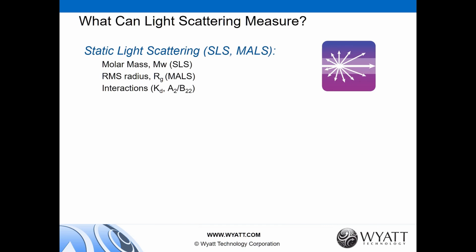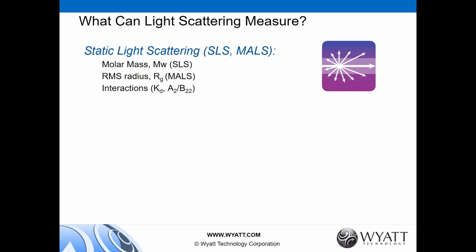So what can we measure with light scattering? There are three essential flavors of analytical light scattering, and the first is static light scattering, or SLS. SLS can measure from first principles the molar mass of a molecule in solution, and hence help to identify a protein and determine its oligomeric or aggregated state. You can also analyze glycosylation.